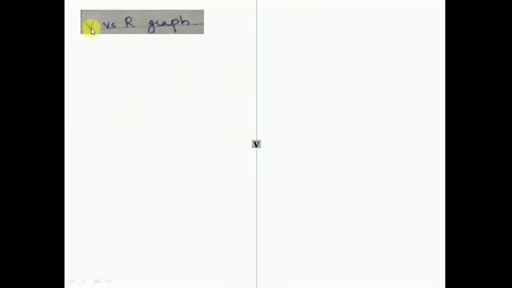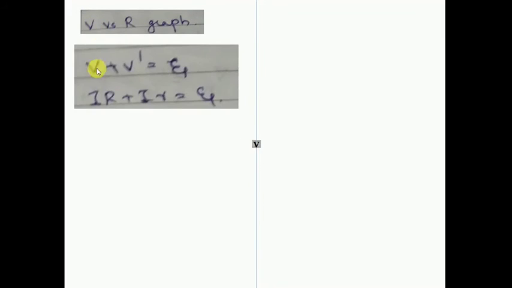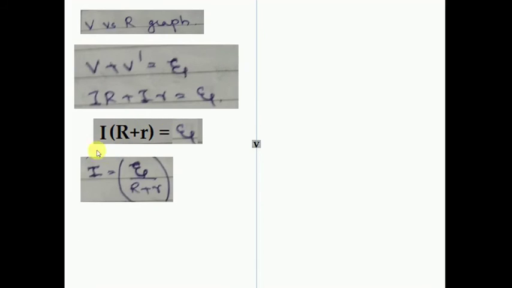So this is a constant EMF. Now this is the V versus R graph. We know V plus V' is equal to EMF, and if you use Ohm's law, IR plus Ir is equal to EMF. Now if I take I common, then I(R plus r) is equal to EMF. If you take R plus r down this side, cross multiply, you will get I is equal to E by R plus r.